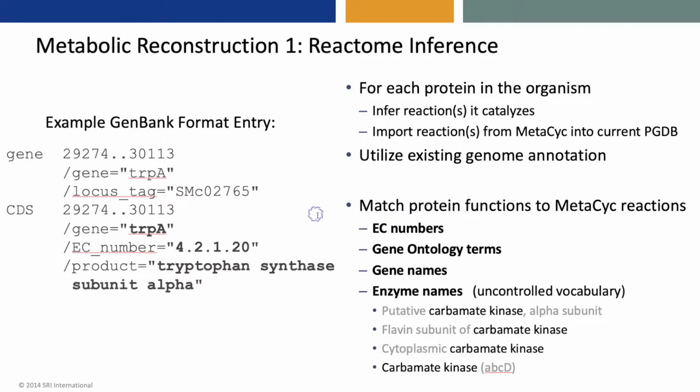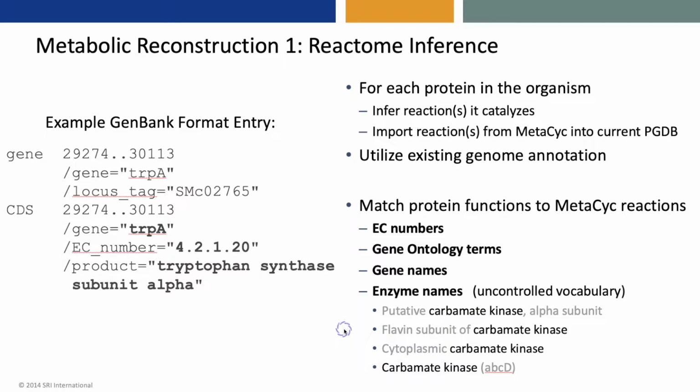What the program will do is to match each protein function, such as tryptophan synthase subunit alpha, to a corresponding MetaCyc reaction or reactions. And it does that matching via 4 possible sources of information from the input file: an EC number, a Gene Ontology term, which is not present in this example input file, a gene name, such as trpA, and an enzyme name, such as tryptophan synthase subunit alpha, or carbamate kinase.